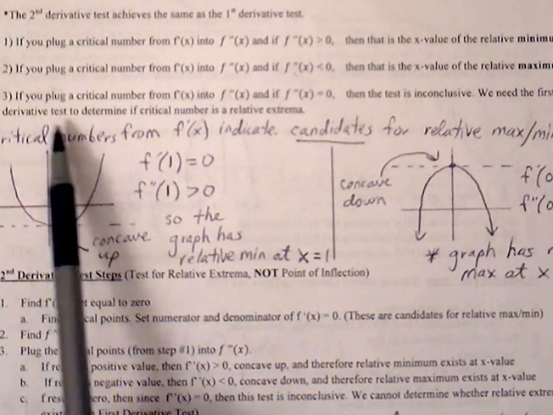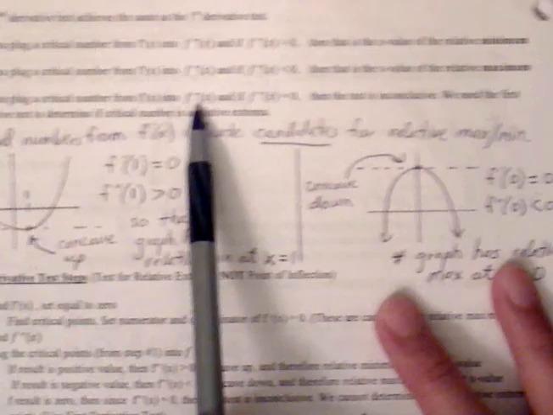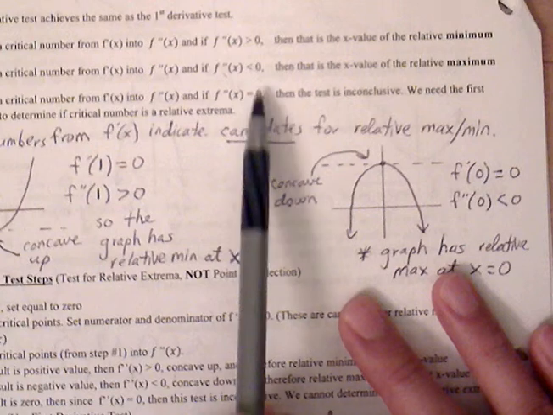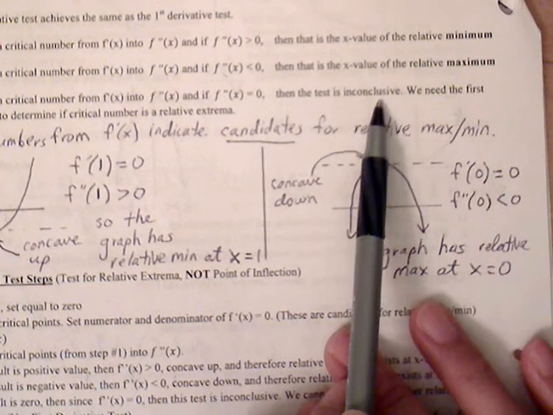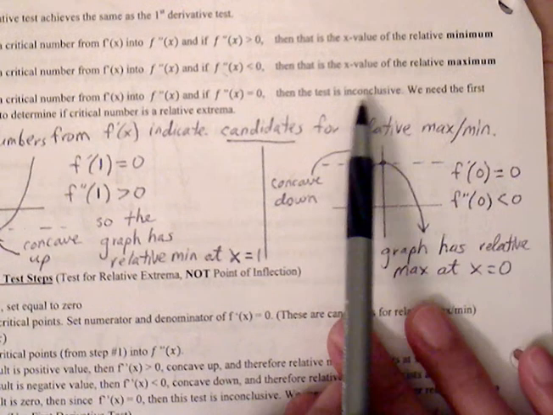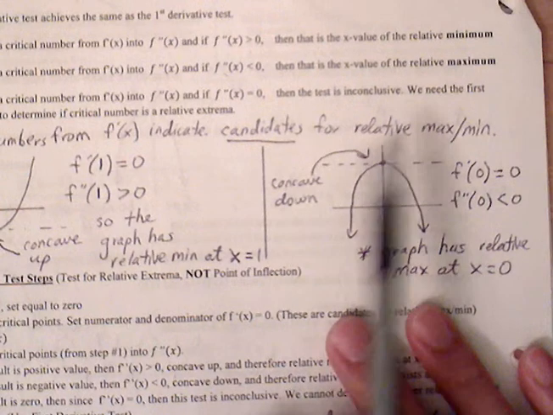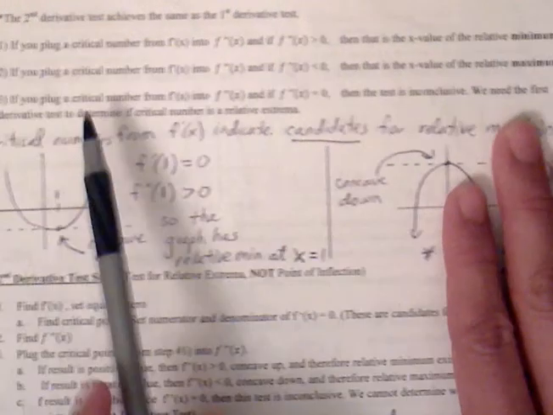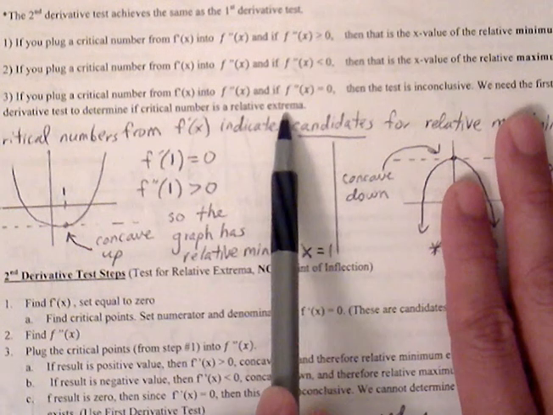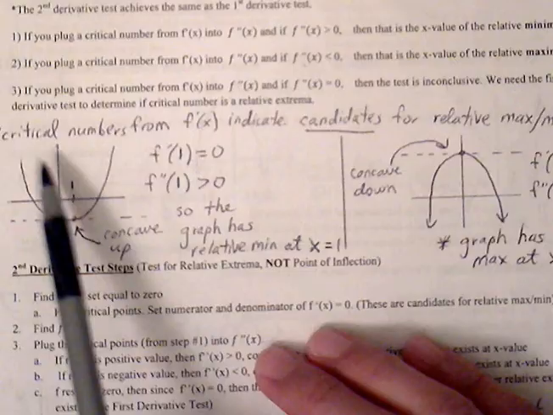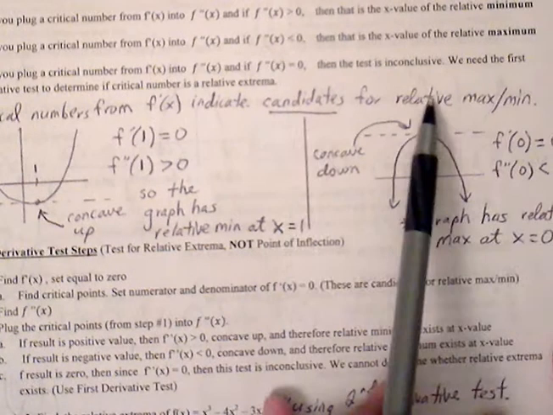Before we do that, though, if we plug a critical number that comes from f prime into f double prime, and if f double prime gives a 0, neither positive nor negative, then this test is simply inconclusive, meaning that this could be a relative max, it could be a relative min, it could be neither. We will need to do further investigation, probably having to use the first derivative test to determine whether it's a relative max or relative min. Critical numbers from f prime indicate candidates for relative max and relative min.